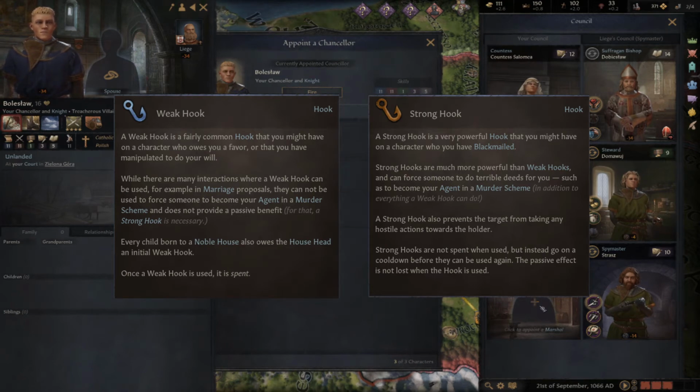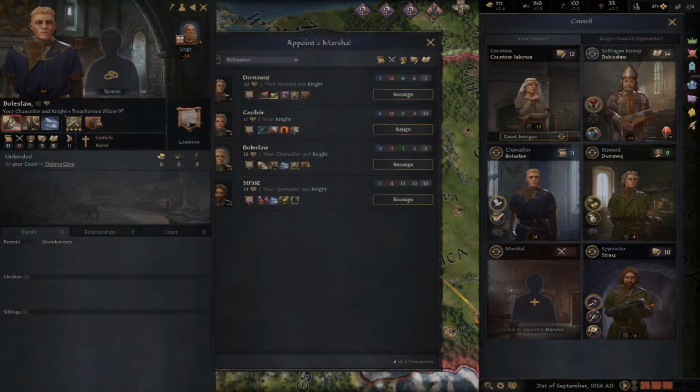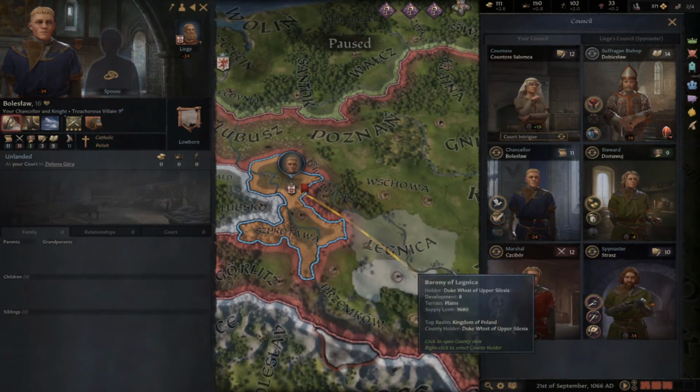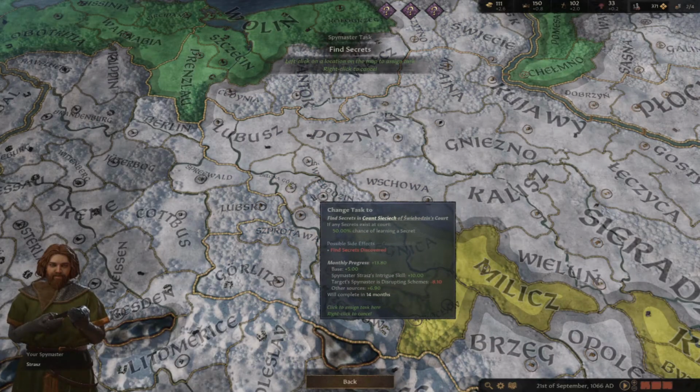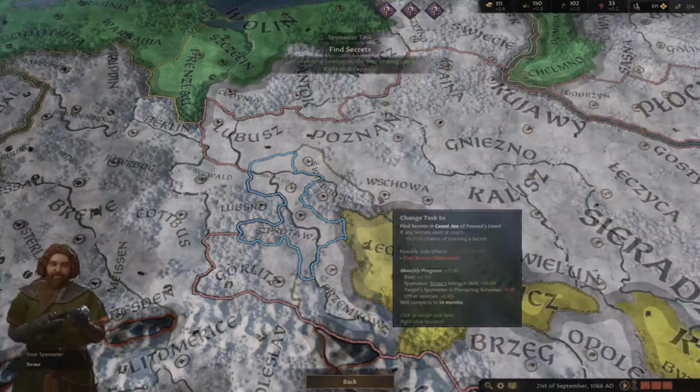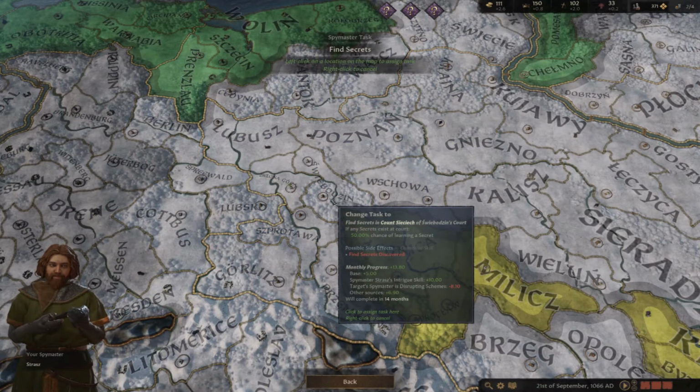There are many applications to using hooks, such as forcing acceptance to a marriage proposal, forcing a negotiated alliance, and the list goes on. For scheming though, you'll need a strong hook to force agent acceptance, as weak hooks will not work.